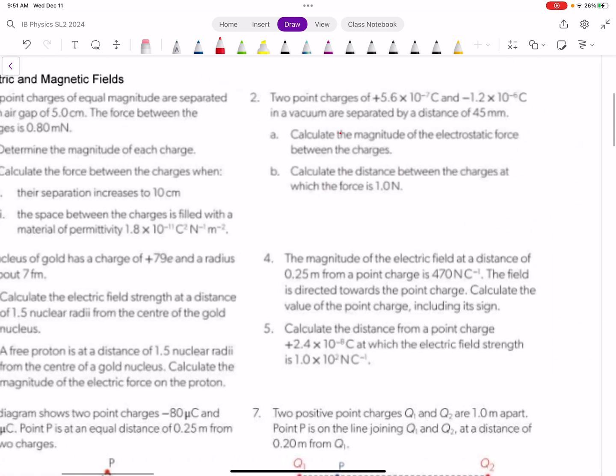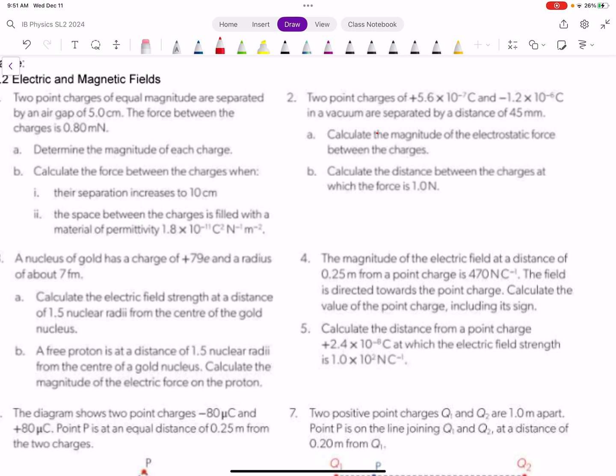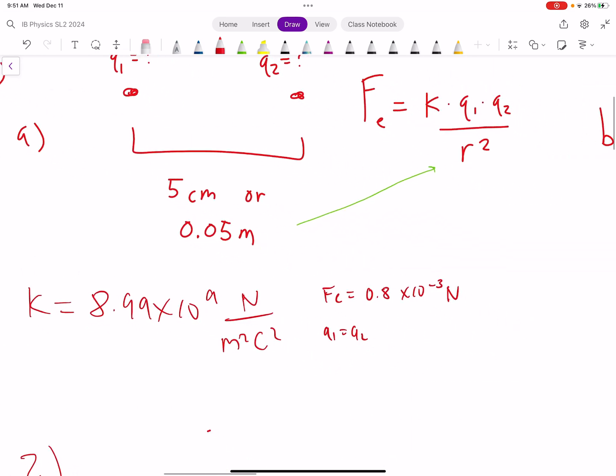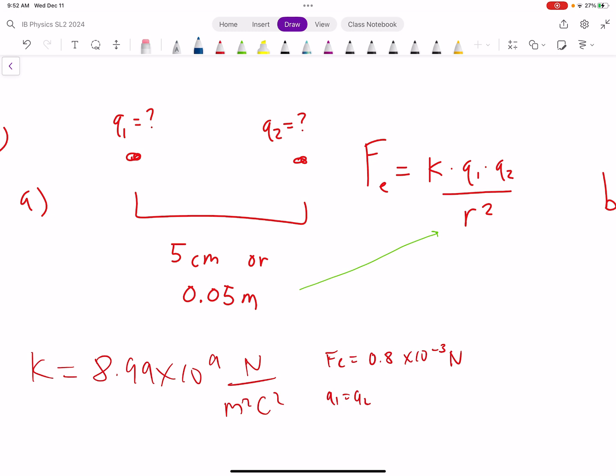Just double check here. Two point charges of equal magnitude, yeah. It doesn't even give us the sign of the charges. But if they're equal in magnitude and also equal in sign, they will repel each other, right? The force of Q2 would push Q1, and the force of Q1 would push Q2, and they would be separate if they're like charges. If they're opposite charges, then they will attract.